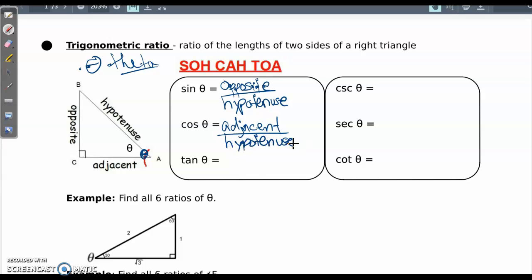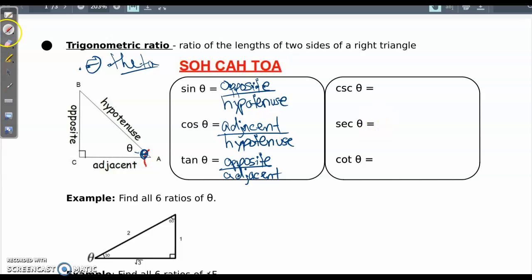Again, we use these six trig ratios to find missing side lengths or a missing angle. So that's what the A and the H stood for. Take the adjacent and divide it by the hypotenuse. The third trig ratio is tangent, and that could be defined as the opposite, O, divided by the adjacent. So the opposite side of theta divided by adjacent. Adjacent means next to, so the side next to theta, that's not the hypotenuse.